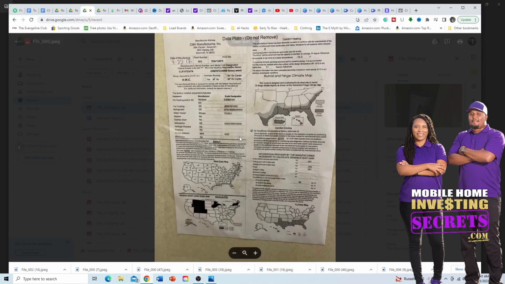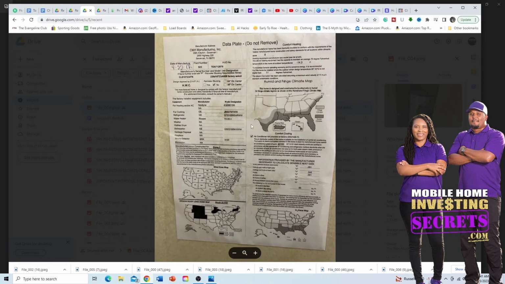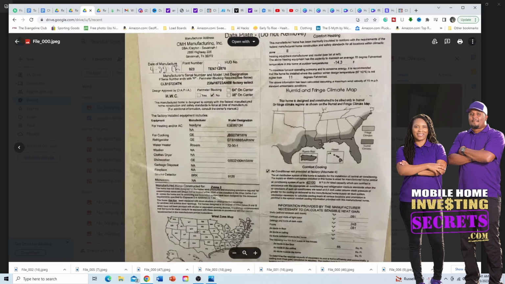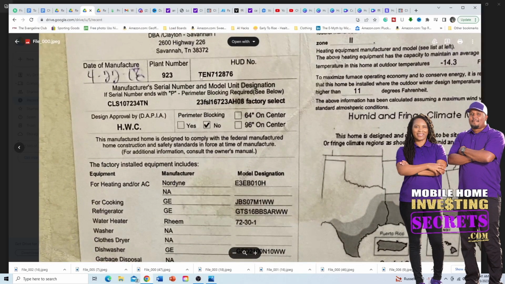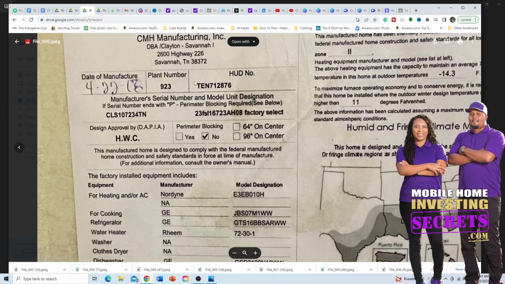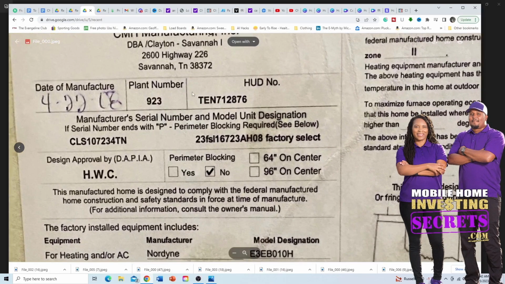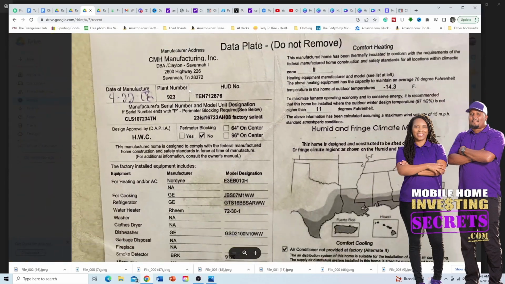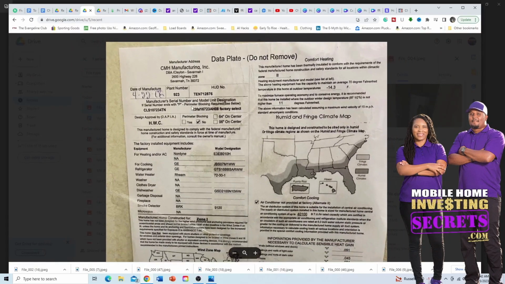You see it right here. So where is this found in the mobile home? More likely than not, it will be found inside a kitchen cabinet, normally by the sink. Underneath the sink is where you will find this data plate. So what I want you to look for are two important things. This right here, the HUD number. This HUD number right here is important. Let's see if I can highlight it. This HUD number.